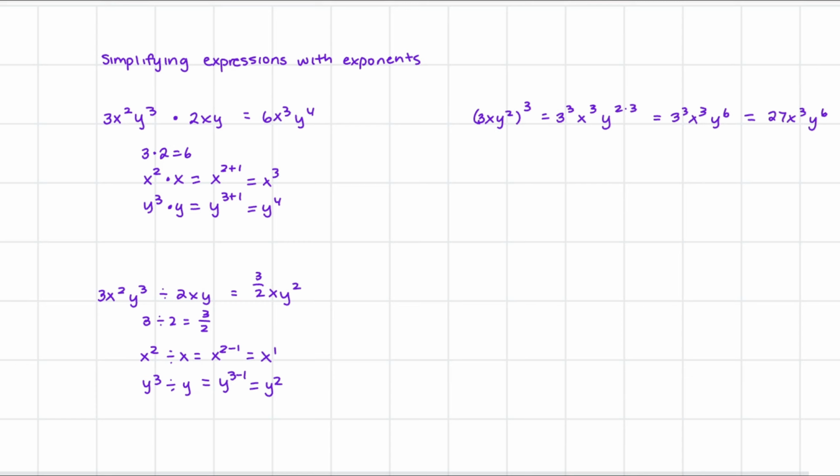And let's say we had 3 over x squared raised to the power of negative 3. So this would be 3 over x raised to the power of negative 6. And remember, finding the reciprocal would make this positive, so 3 times x to the power of 6.